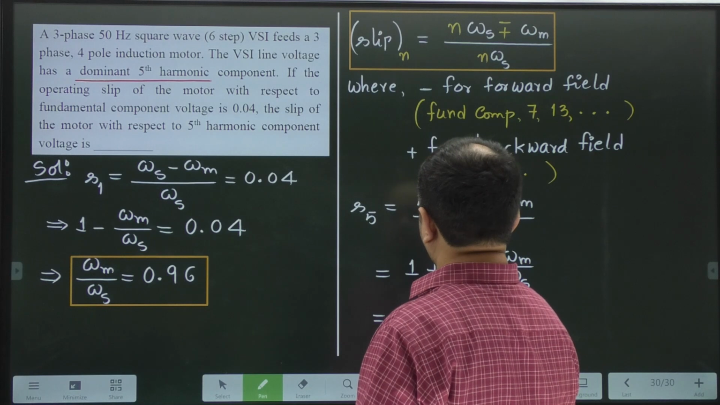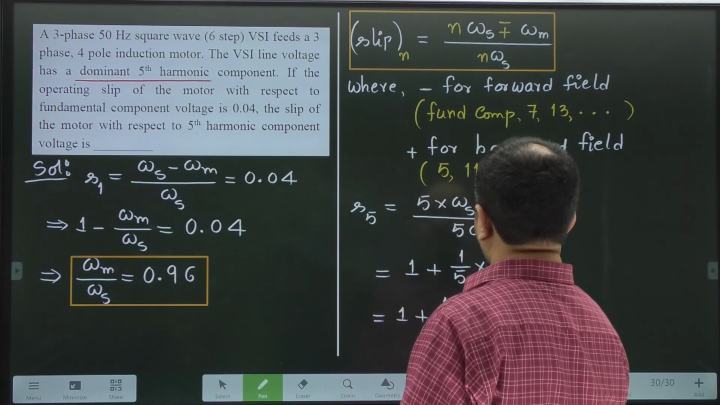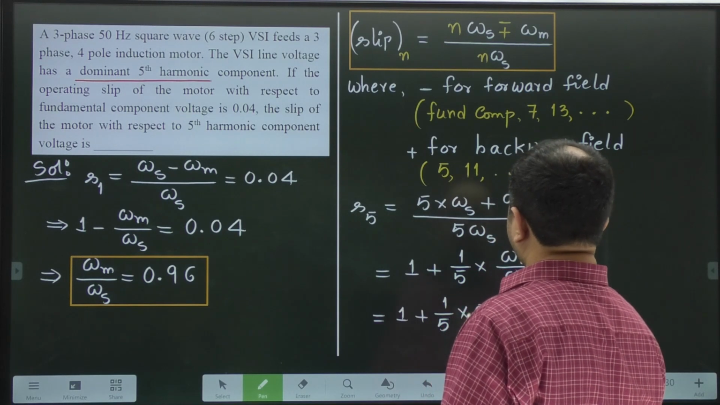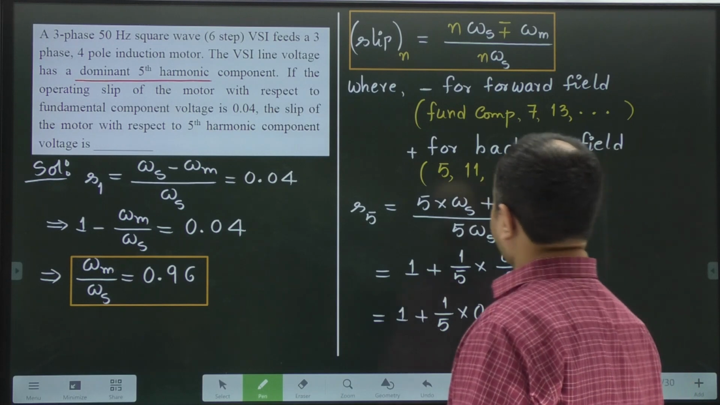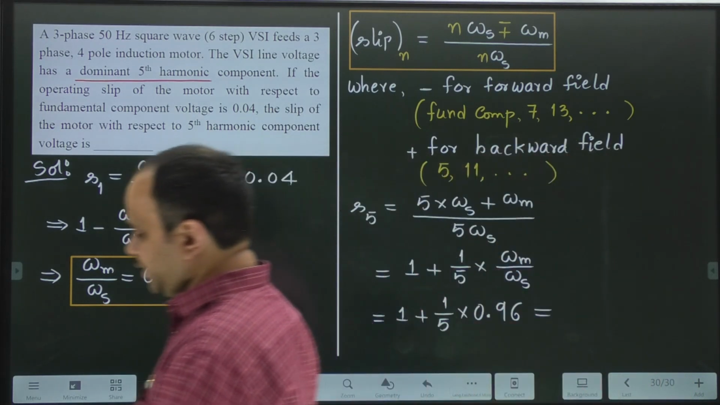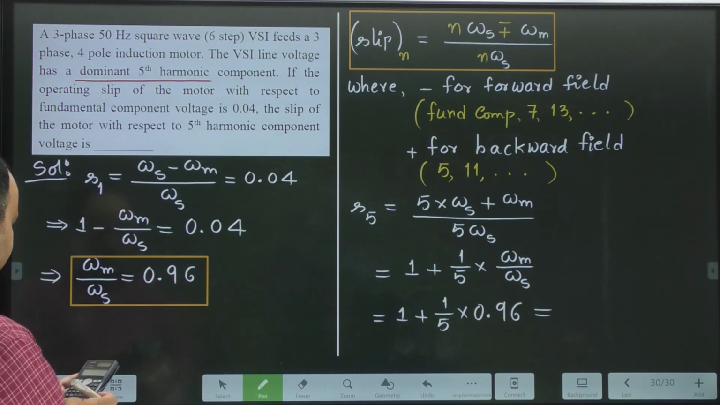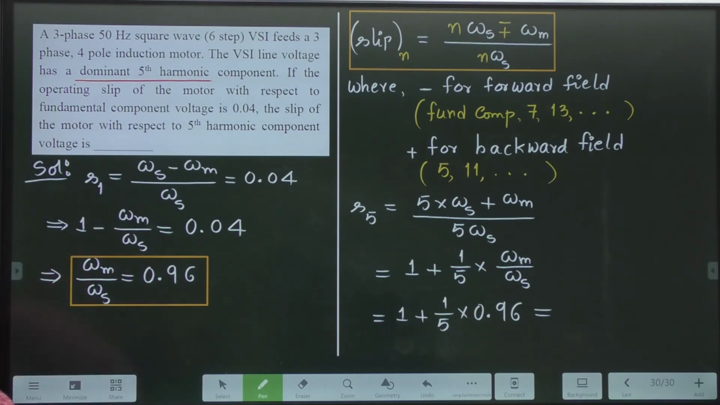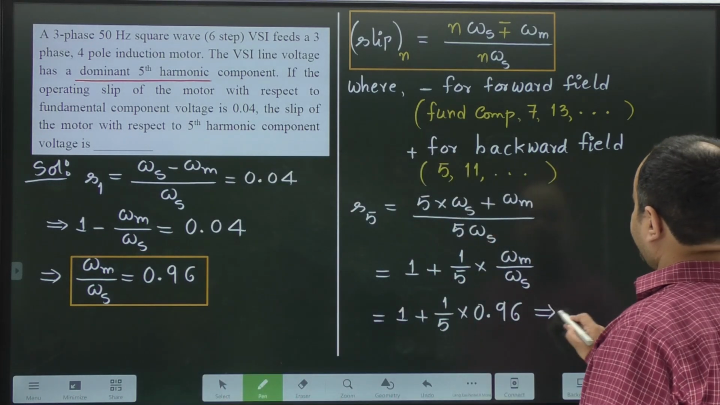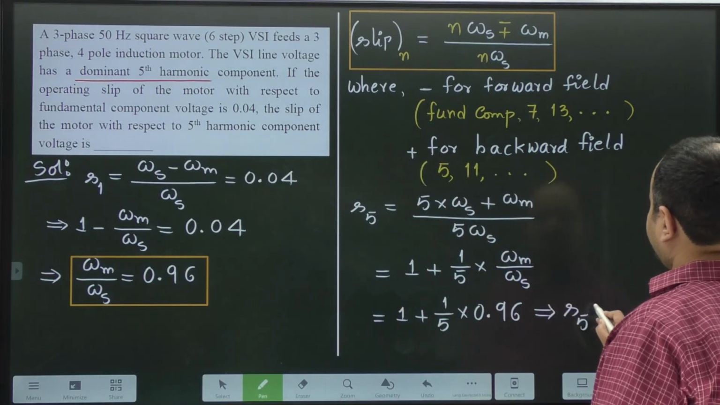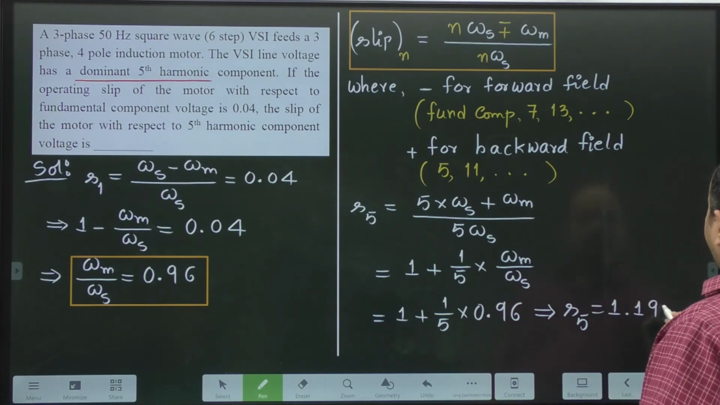So this will give you 1 plus 1 by 5 into 0.96. That is 0.96 divided by 5, which is 0.192. Therefore, for this problem the answer is 1.192.